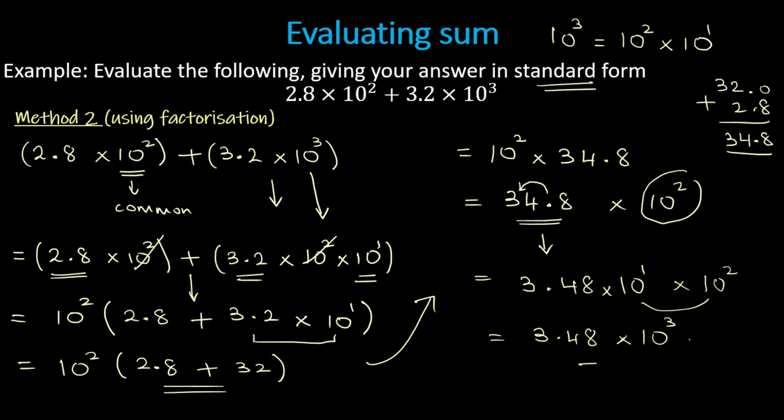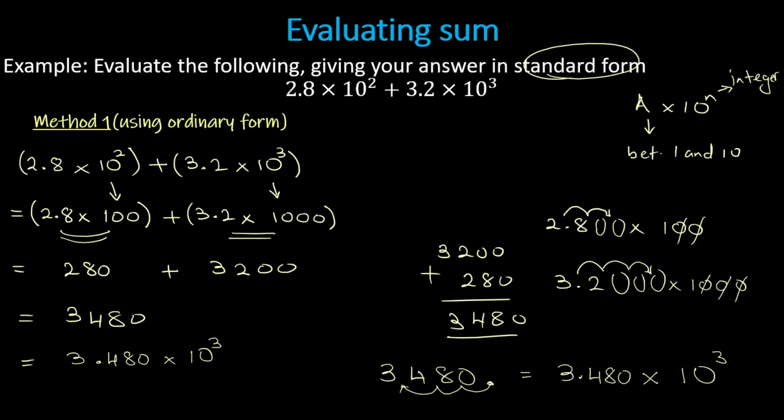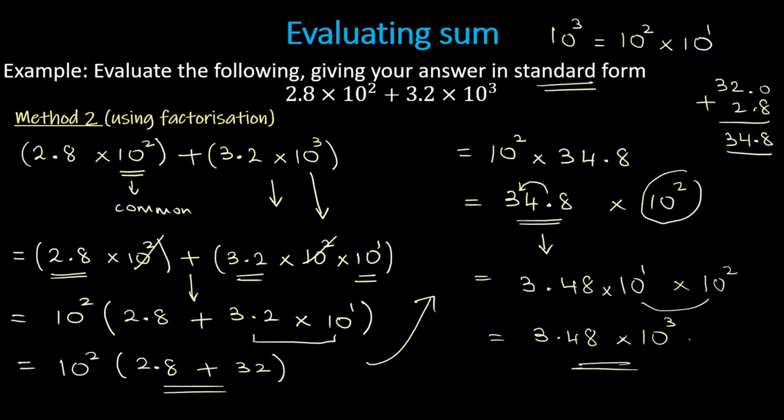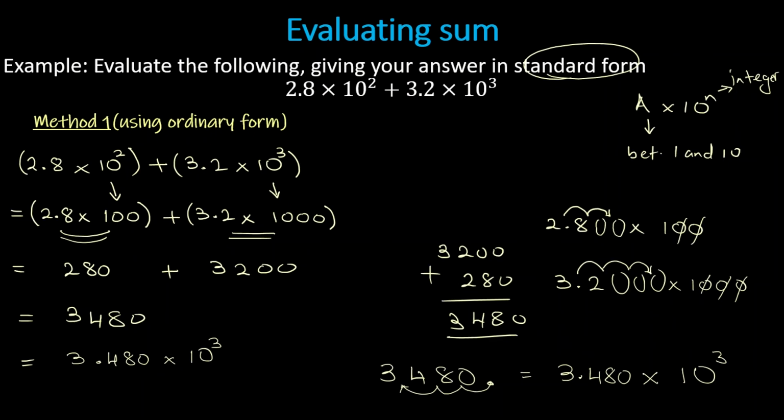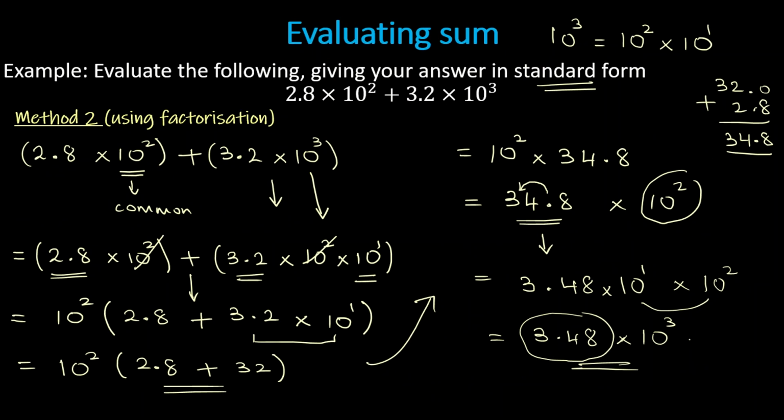Right? So our final answer. You see, we have got the same answer for the first part using 2 different methods. Okay, here 3.48 is the same as 3.480 because the 0 at the end you can ignore it. It's not difficult, the second method. You have to know it. The factorization part, always keep in mind you have to take out the smallest number as common.